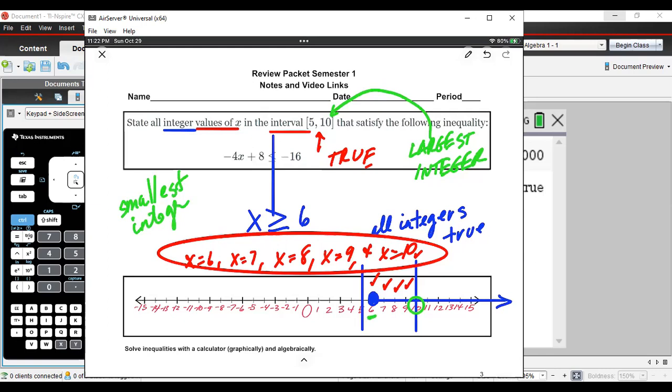So if you see a question about smallest or largest, just pay attention. Once you get your answer, go find the smallest integer or the largest integer and answer the question.